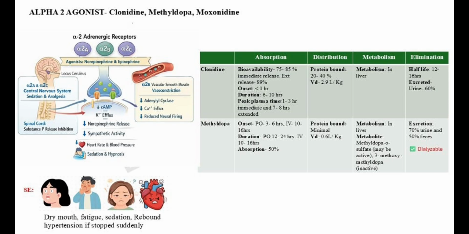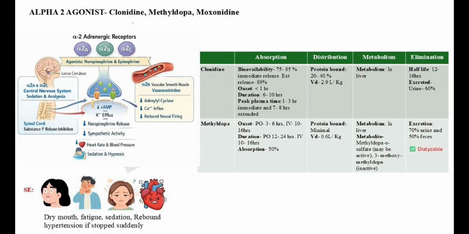Alpha-2 adrenergic receptor activation reduces norepinephrine release from nerve endings, which decreases sympathetic activity. This leads to lower heart rate and blood pressure, along with sedation and analgesia in the central nervous system. Overall, alpha-2 agonists like clonidine produce sympatholytic effects that help control hypertension.